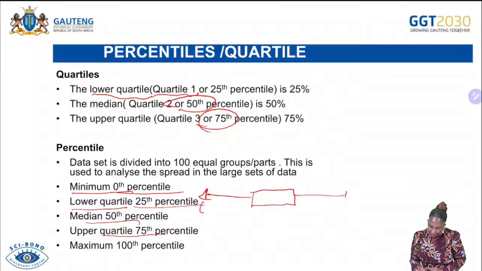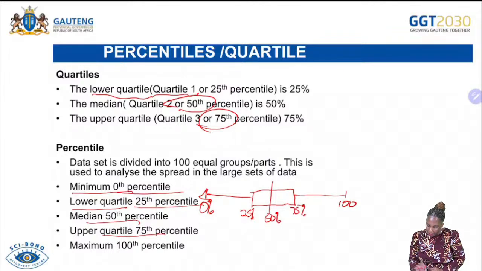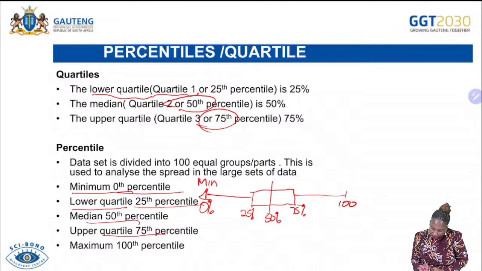Then I'll say here it is 0%, and then here will be my 25th percent, and then here will be my 50th, and then here will be my 75th percent, and then here will be my 100. And then if we do both, here will be my minimum value, and then here will be my Q1, and then this one will be my Q2, this one will be my Q3, and then this one will be my maximum.